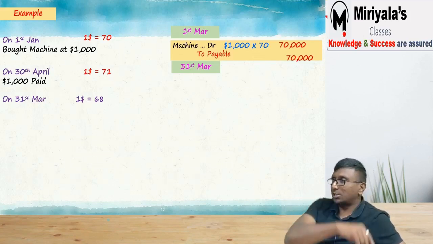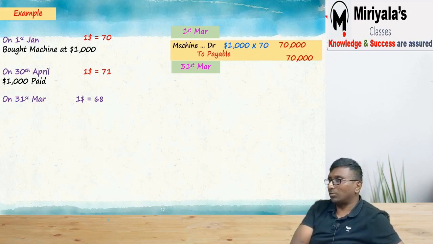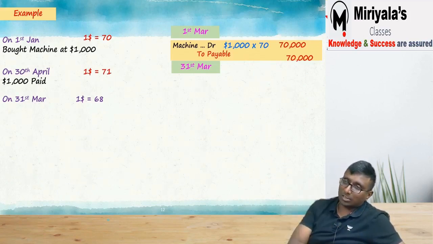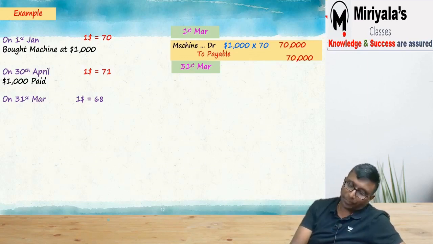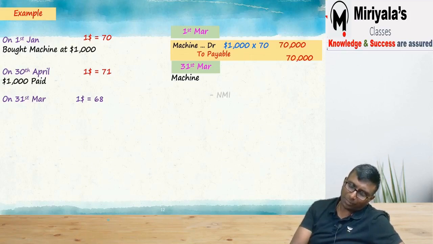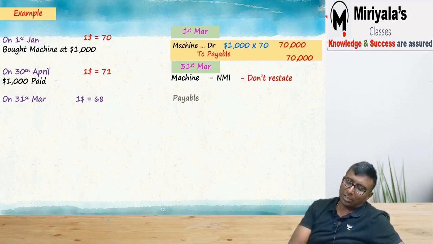That machine is valued under the revaluation model, correct? So now there is no revaluation model concept here, only the cost model concept. Listen, on 31st March, is the machine monetary or non-monetary? Non-monetary. So do I need to restate or not? Because it is measured at cost, don't restate.